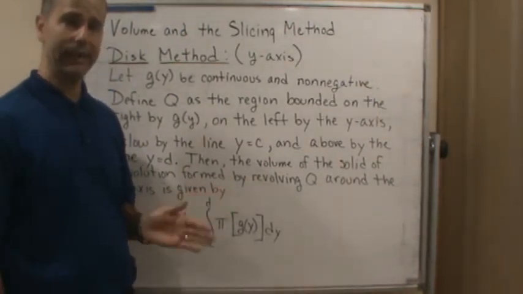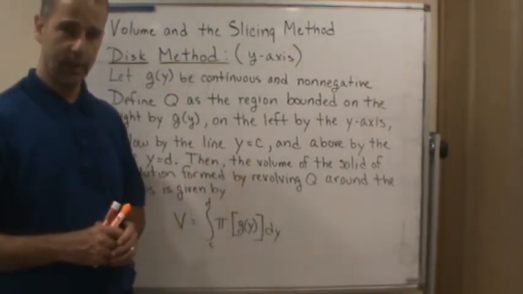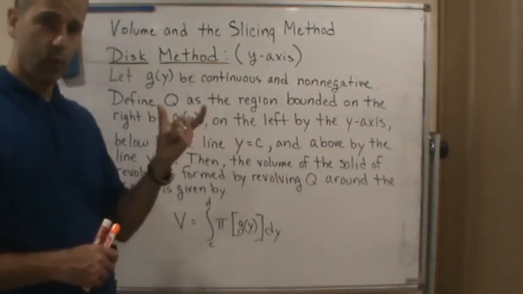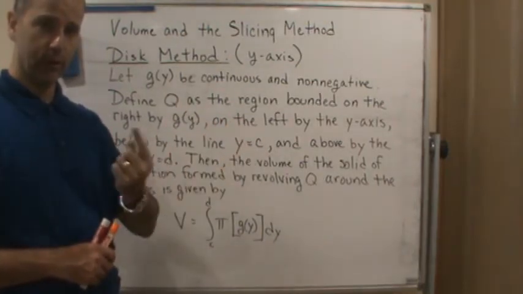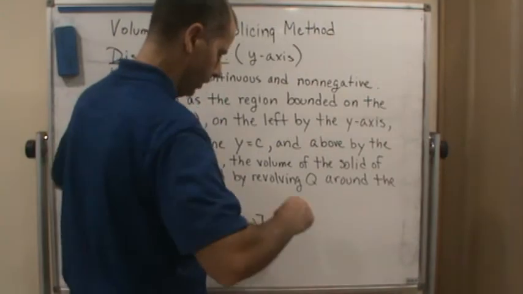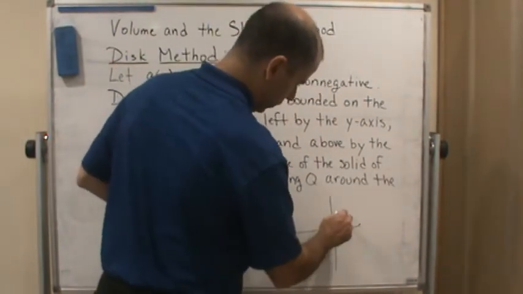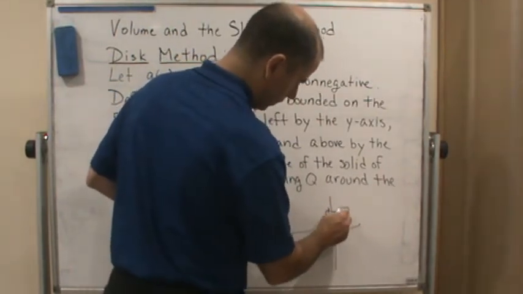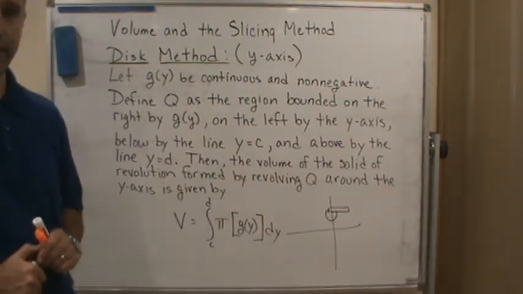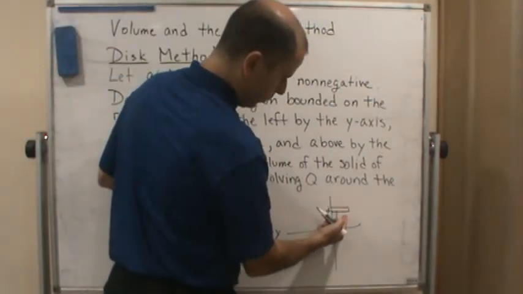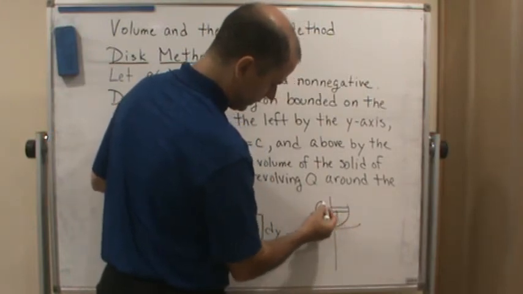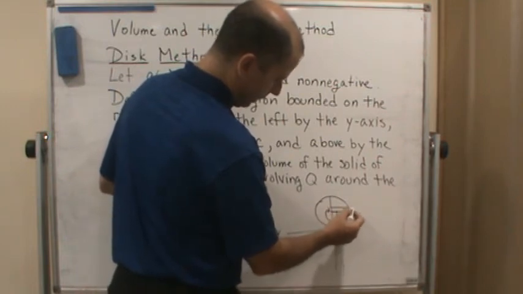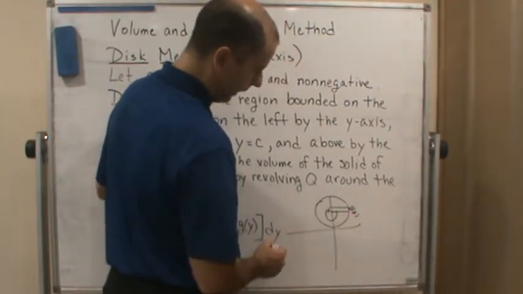Think about what we did to derive the disk method. In the case that we're revolving around the y-axis, well, guess what? We're revolving around the y-axis, so our rectangles are now vertical, right? So the radius of the disk is now determined by g of y.